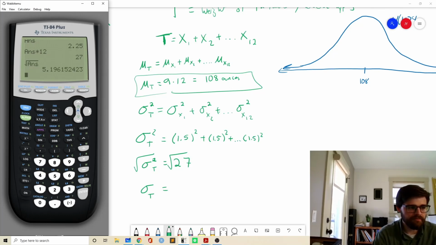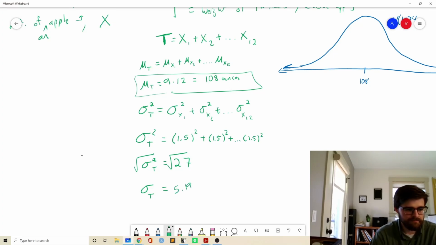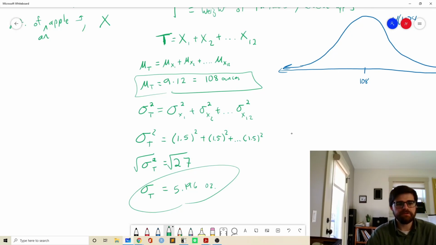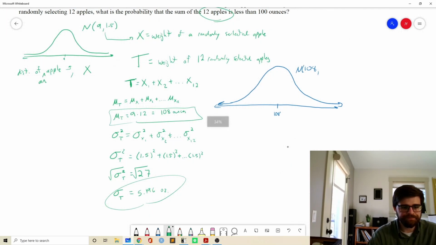We get 5.196 ounces. Okay, so we now know the distribution of a whole bag of apples.